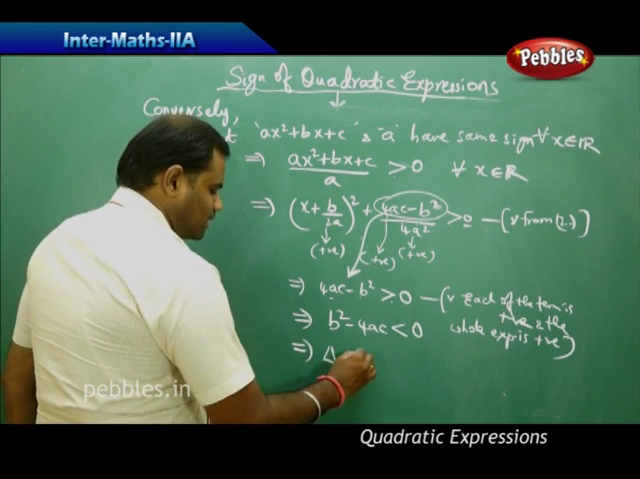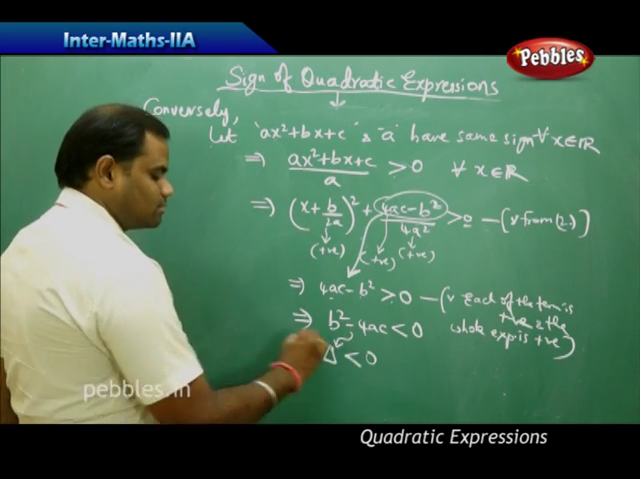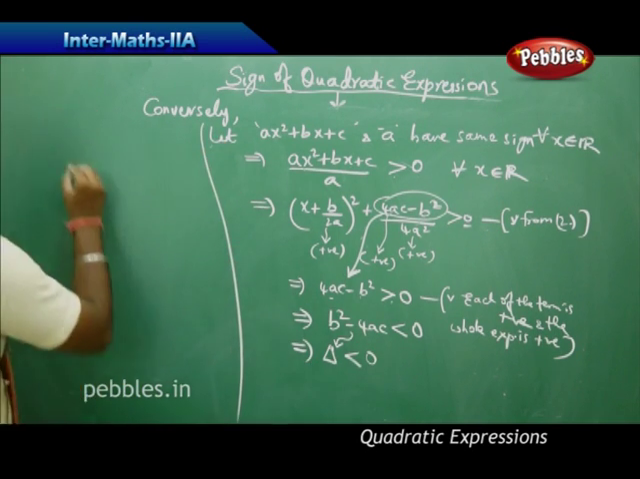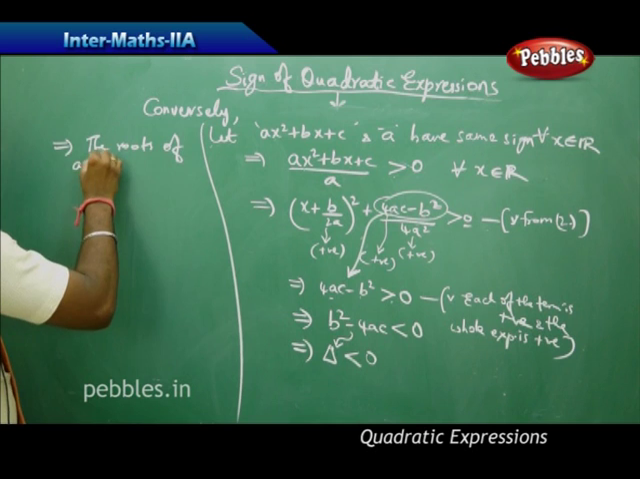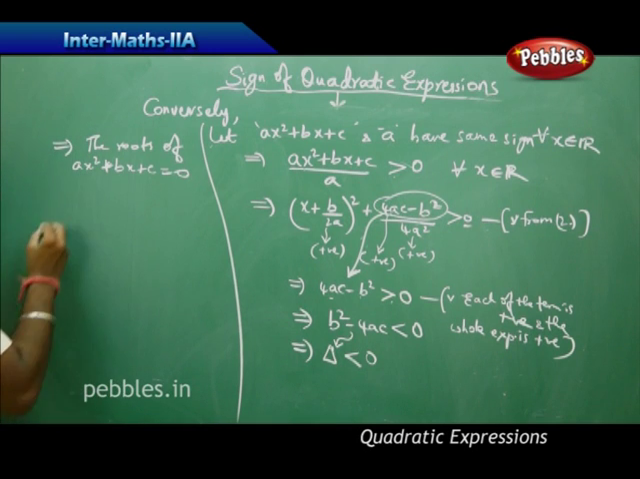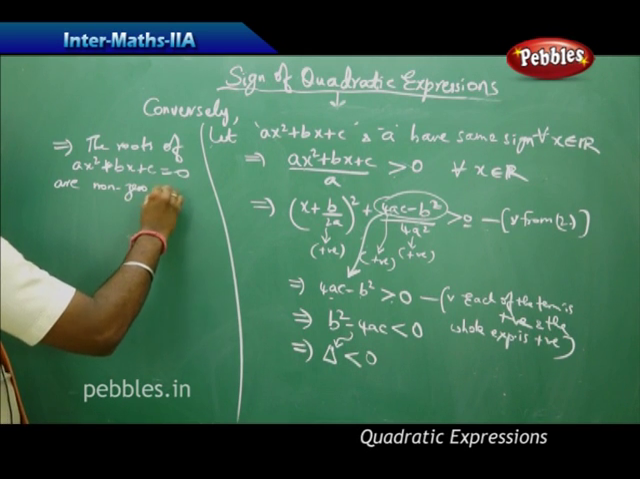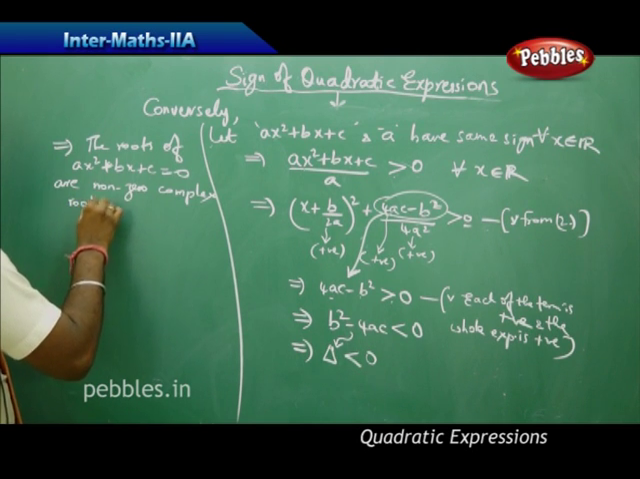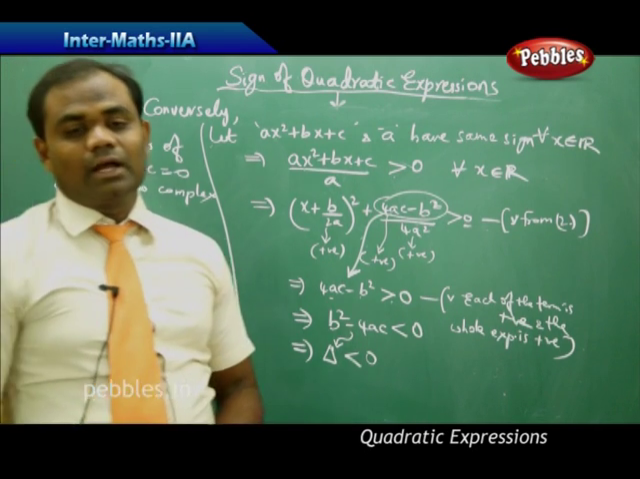That is nothing but delta, which is less than 0, because b squared minus 4ac is referred to as discriminant delta. Now, when we connect with the nature of roots, when delta is less than 0, that implies the roots of the quadratic equation ax square plus bx plus c equal to 0 are non-zero complex roots, which proves the sufficient condition.